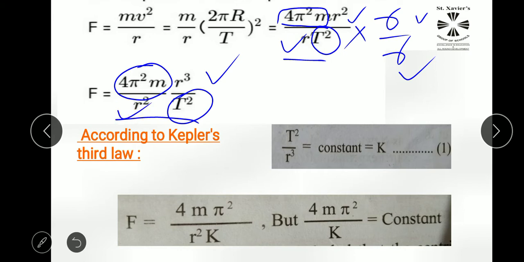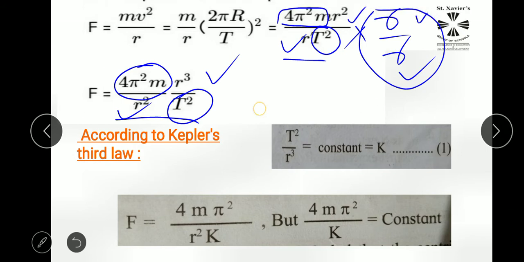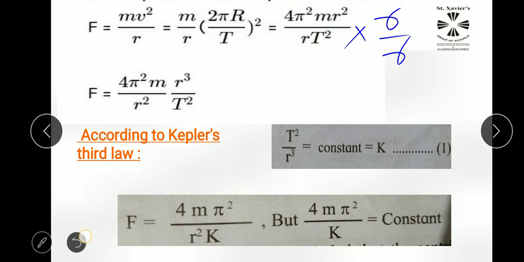So in this way we'll arrange the formula by multiplying numerator and denominator by r, students. Now here we have reached till the formula F is equal to 4 pi square m upon r square, r cube upon t square.